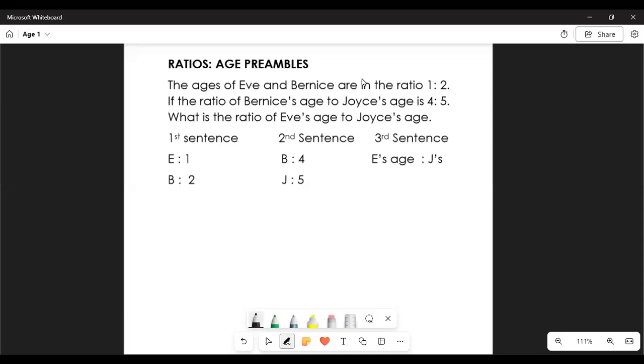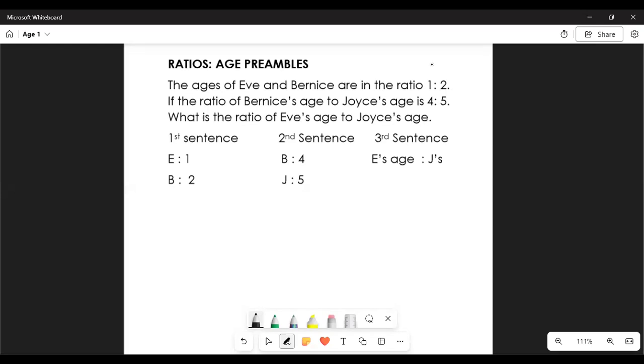The topic for this lesson is ratios, the age problems. Sometimes students get confused with the age problems. I want to share my experiences with you. So let's consider this example.